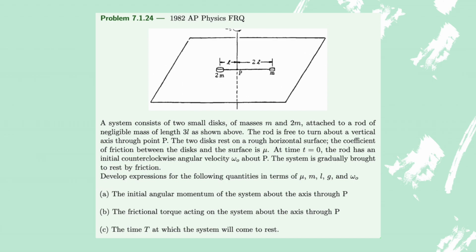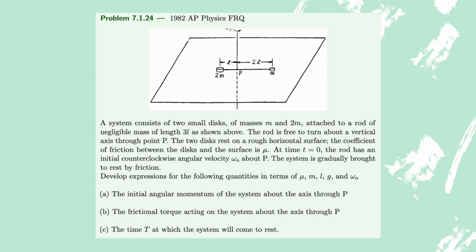So basically in this problem, we have two small disks of mass m and 2m, and they're attached to a rod of negligible mass of length 3L. The rod is free to turn about a vertical axis through point B, and these two disks are at rest on a rough surface, which means there's friction. The coefficient of friction between the disk and the surface is mu. At time t equals 0, the rod has an initial counterclockwise angular velocity, omega naught, and the system is gradually brought to rest by friction.